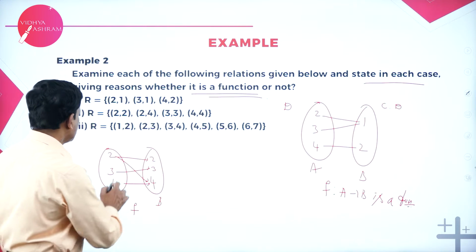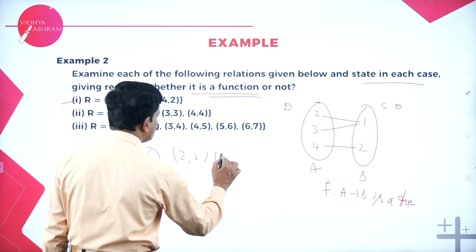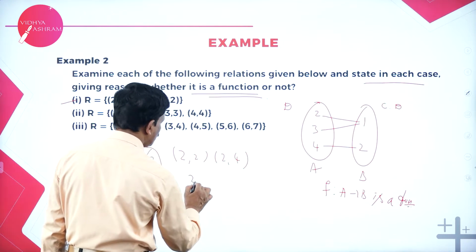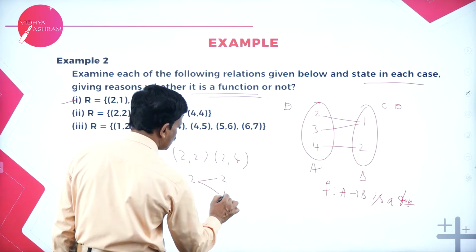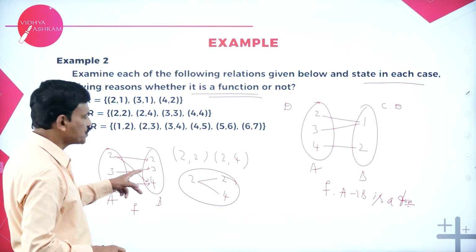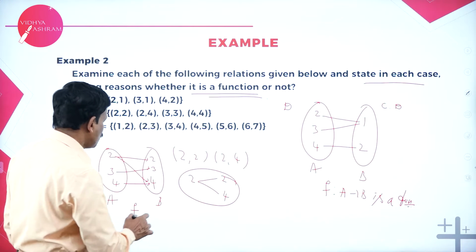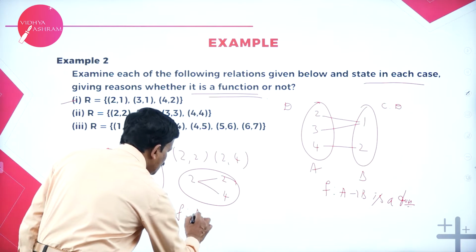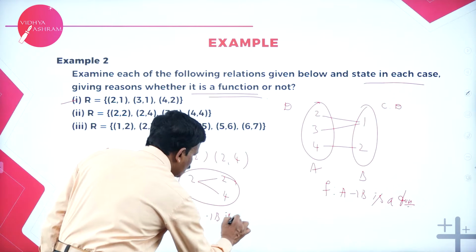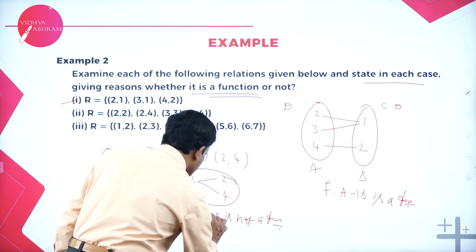So see here, the element 2 is associated 2 times. The element 2 is related to 2 as well as 4. So here the element 2 has 2 associations. There is no unique association for the element 2. So therefore this F from A to B is not a function. This is not a function.